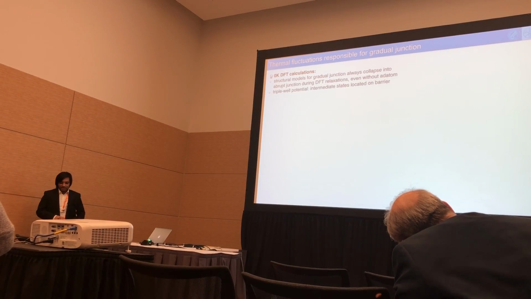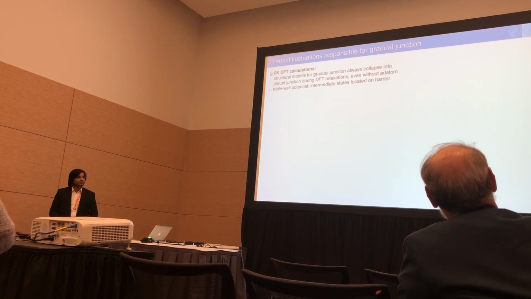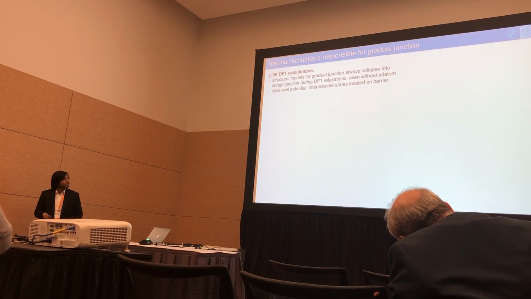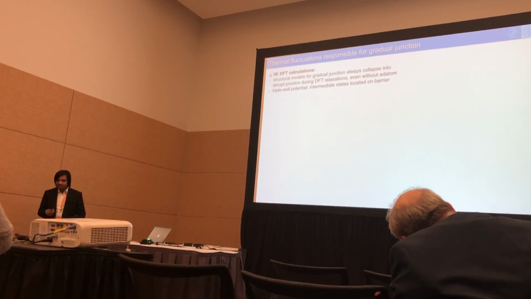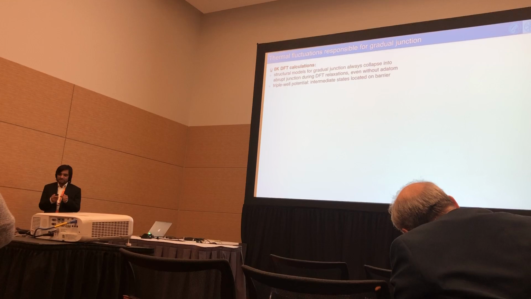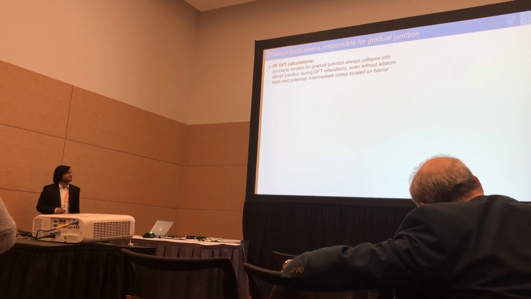For example, if I start with the gradual structure and run a standard ab initio calculation, we always end up with the abrupt structure, even without a defect. And the reason is hidden in the triple well potential, because both phases can coexist in a very minute vicinity, so it means that temperature drift is necessary.